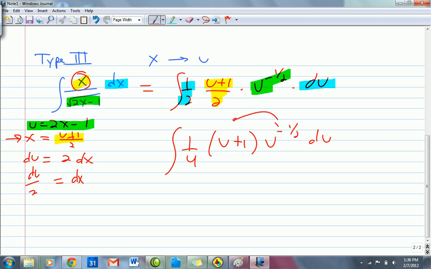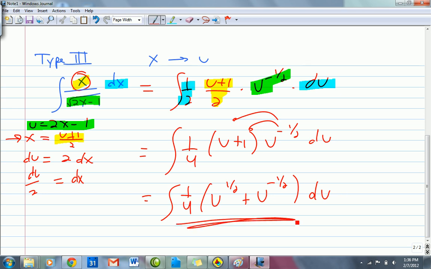And I guess I can distribute that. The 1/4's come along for the ride. U times u to the negative 1/2 is u to the 1/2. Distribute that again. And, ooh, now that's not all that clean, but it is a function which I can then integrate using the power rule with a 1/4 out front. So I started way up here with a kind of messy x's and dx integrand, and now I have a u's and du's integrand that is integrable.